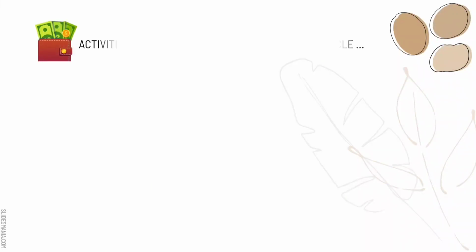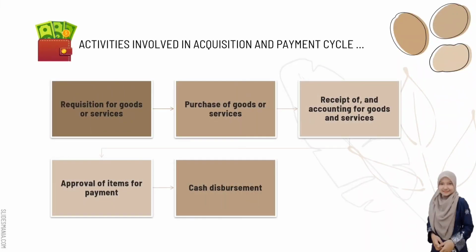Next, we move to the activities involved in the acquisition and payment cycle. The cycle is critical to our understanding of what internal controls become important, and as we consider a business cycle, we need to understand it from the beginning point to the end point. So what we have is the payment and acquisition cycle as it relates to inventory and accounts payable. If you notice, the very first place is the requisition for goods or services.